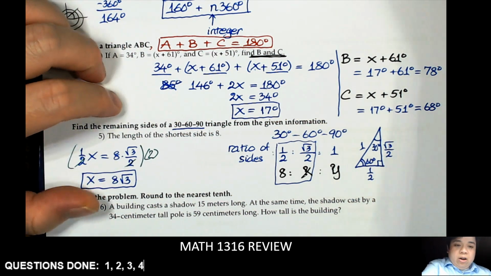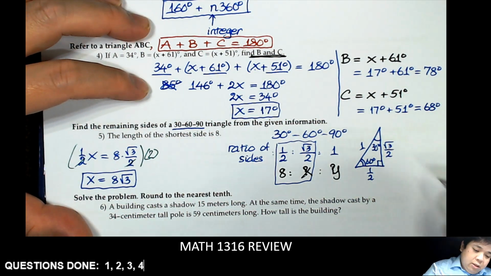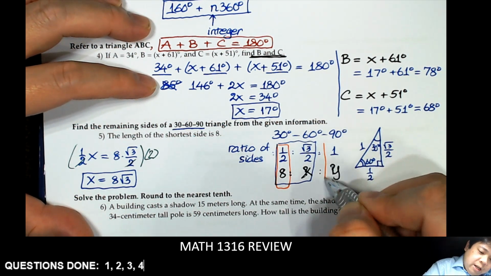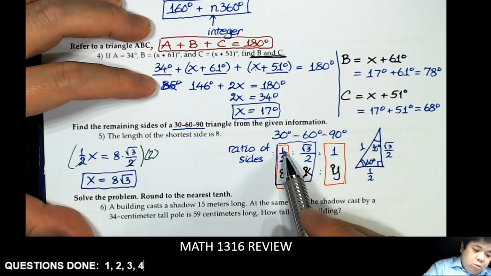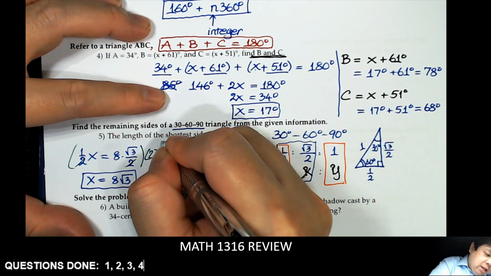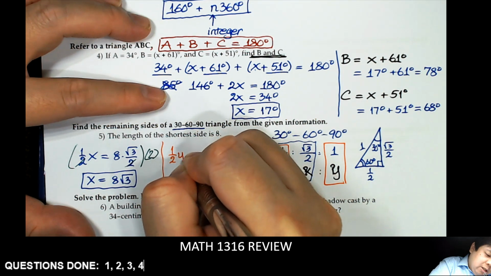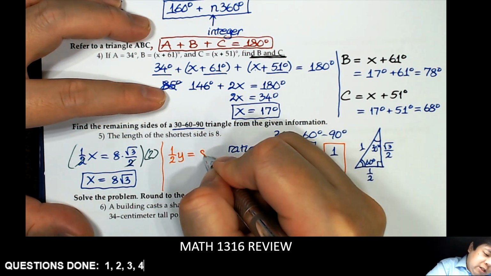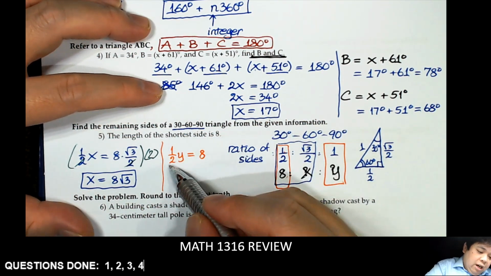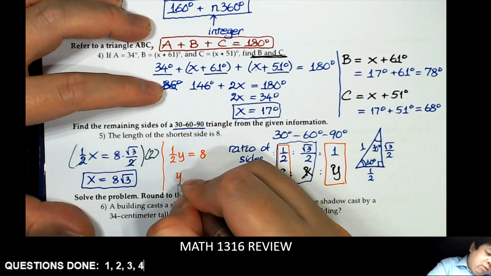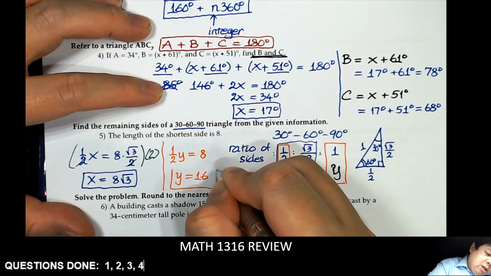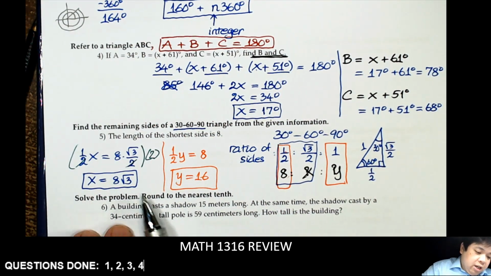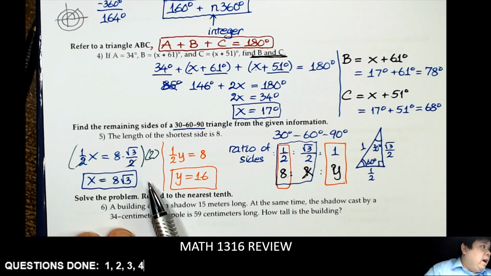And then we'll take another ratio. Let's use the first and the last. Cross multiply 1/2 times y equal to a times 1, which is 8. So 1/2 of y is 8. So y must be 16. So in this right triangle, the other two sides will be a square root 3 and 16.